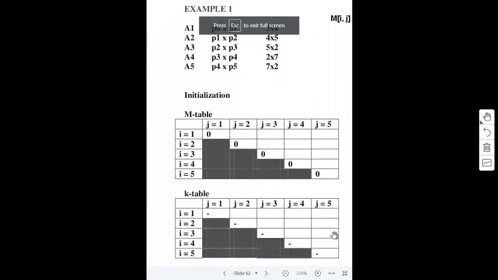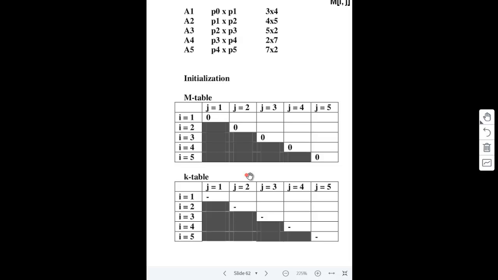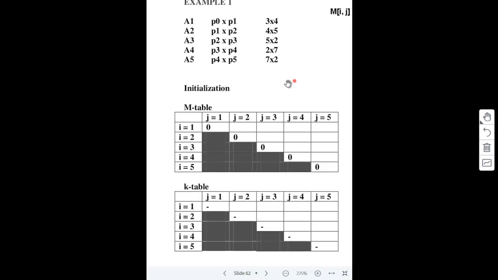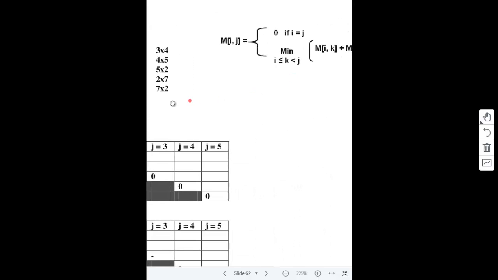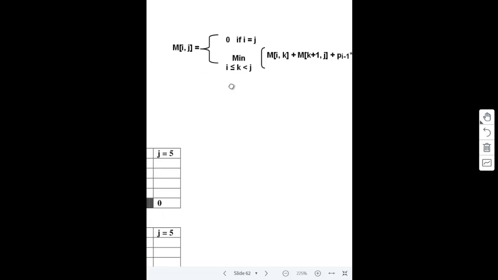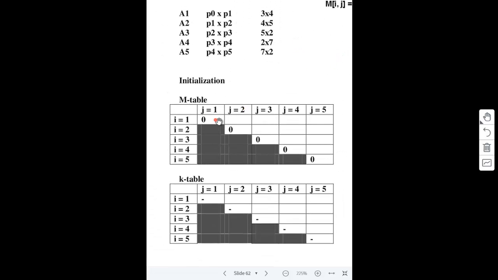Then the K table is going to store the K value where we parenthesize. Again we have the same I equals 1 through 5 and J equals 1 through 5. To begin with, I equals J. When I equals J, as you saw in the recursion, we don't need to do any multiplication. So the number of multiplications for I equals J, these diagonal cases, is 0, and we don't need to choose a K because I is the same as J, just one matrix, so this is kind of null.